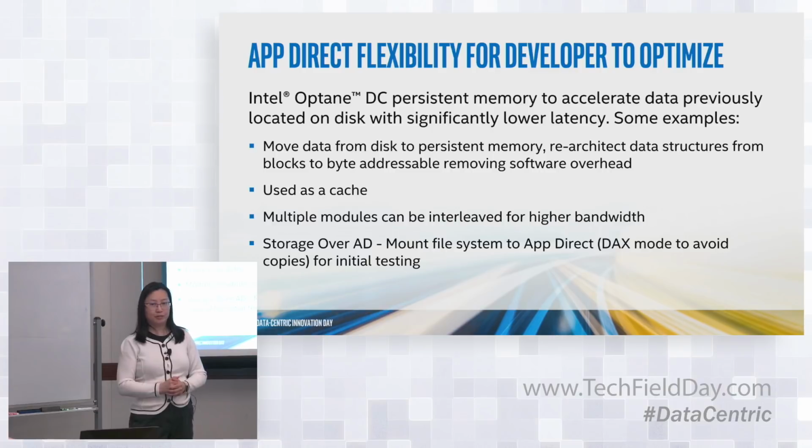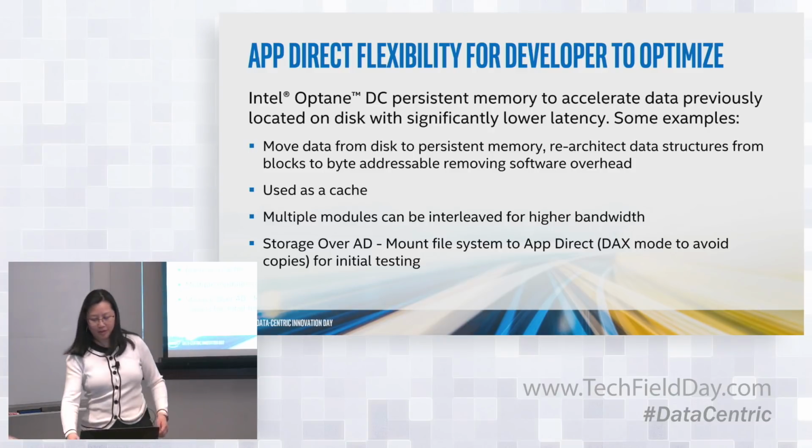Another way that AppDirect can be used is as a cache. I've got an example coming up on that. And again, just like we were talking about with the memory mode, you can do multiple modules in parallel with no software change, and gives you higher bandwidth just like DRAM would have done. And Mohammed's already talked about storage over AppDirect, so I'll skip that.